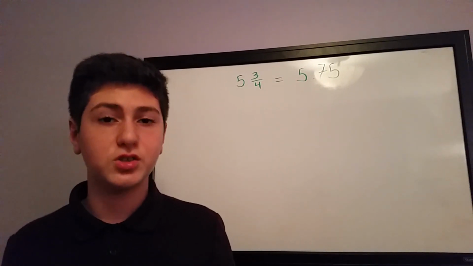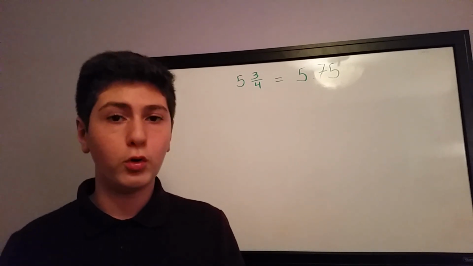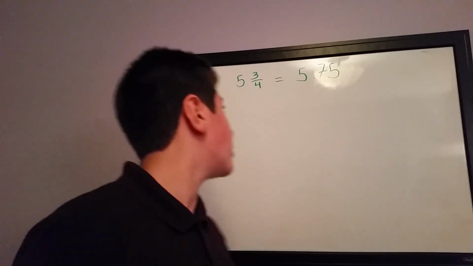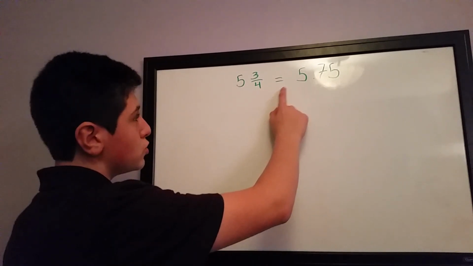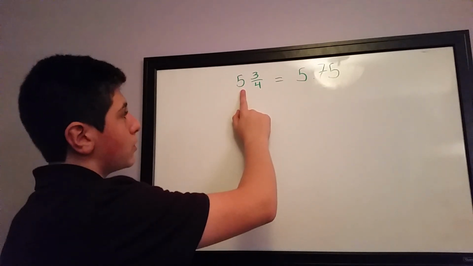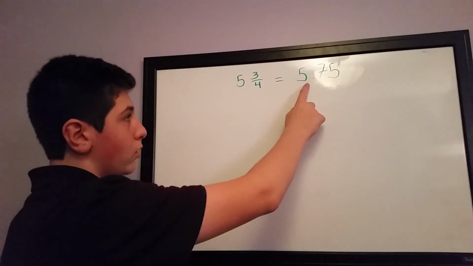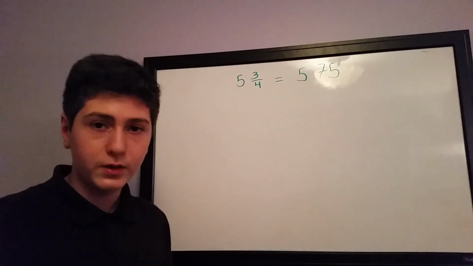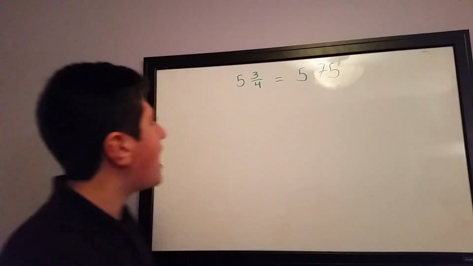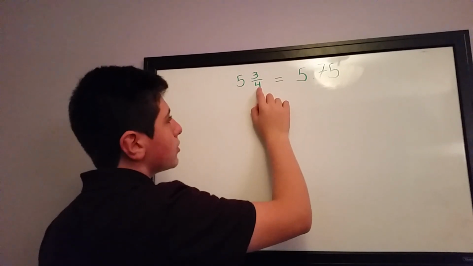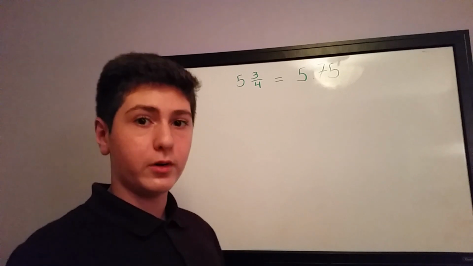Decimals can be attached to whole numbers. It doesn't always have to be 0 point something. Take a look at the board. We have a conversion, a mixed fraction to a decimal. 5 3/4 is equivalent to 5.75, or 5 75/100. Now some of you are wondering, Danny, how do you know that 3/4 is equivalent to 75/100? How did I figure it out?